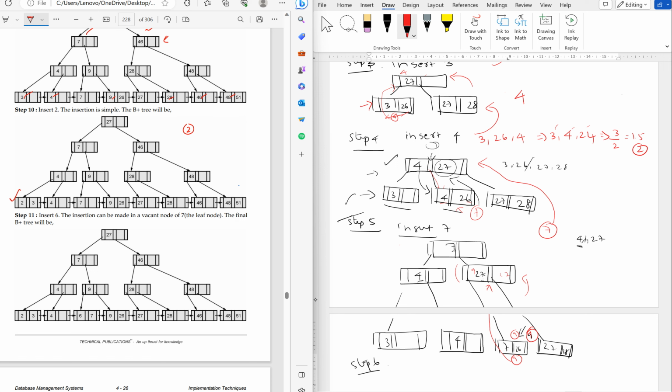And then we are just trying to insert 6. So here it will come near 7. So 6 will be coming, 7 will be pushed up. So now all the elements are inserted.